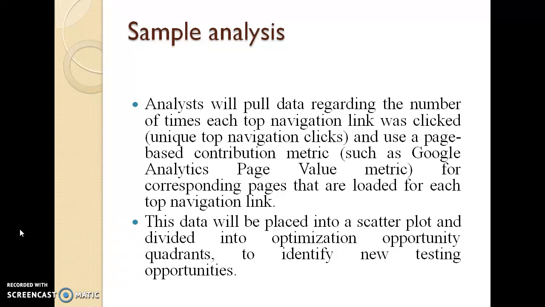Sample analysis. Analysts will pull data regarding the number of times each top navigation link was clicked and use a page-based contribution metric, such as Google Analytics page value metric, for corresponding pages that are loaded for each top navigation link. This data will be placed into a scatter plot and divided into optimization opportunity quadrants to identify new testing opportunities.